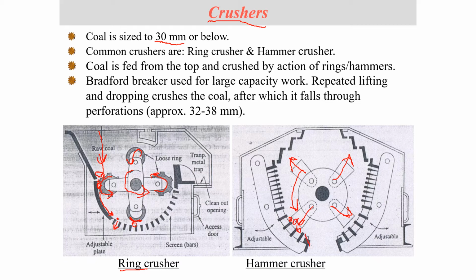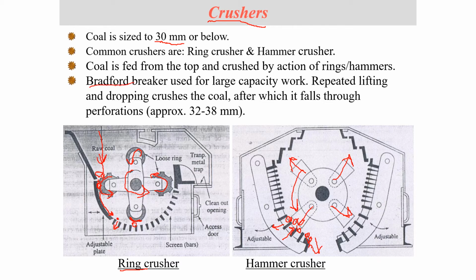So for example, if you want a large coal size, you can keep this a bit far away, and if you want a smaller size of coal, you can put it forward. So this makes a very homogeneous size of coal, and it is dropped here.